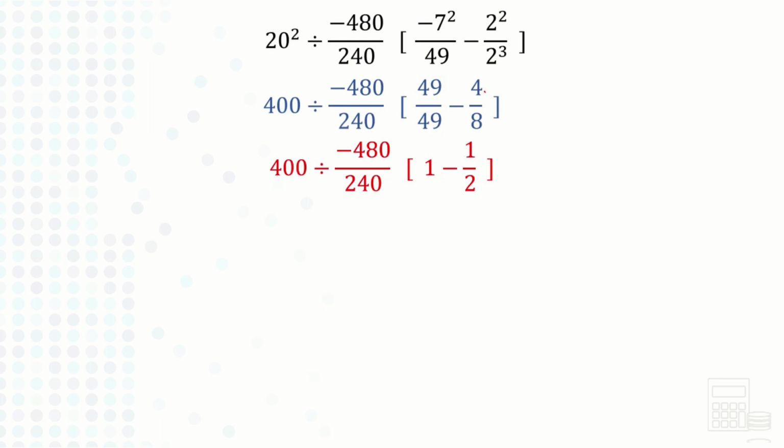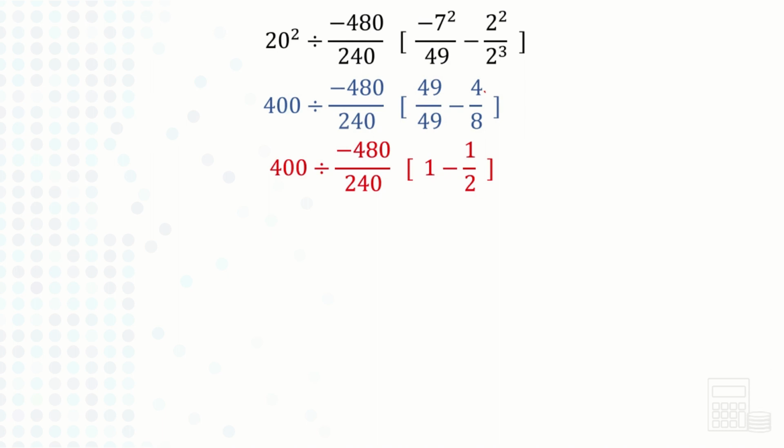Why do we want to simplify? We don't want to go finding the least common denominator of these two. If we can simplify, let's simplify. 49 over 49 is 1. Keep it in mind.